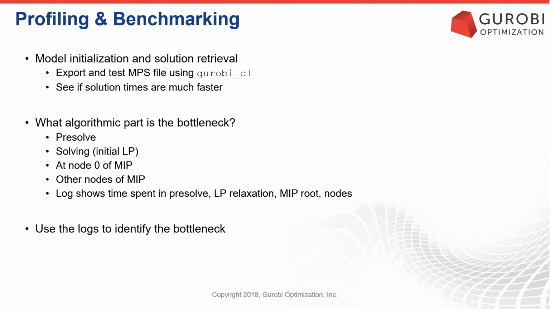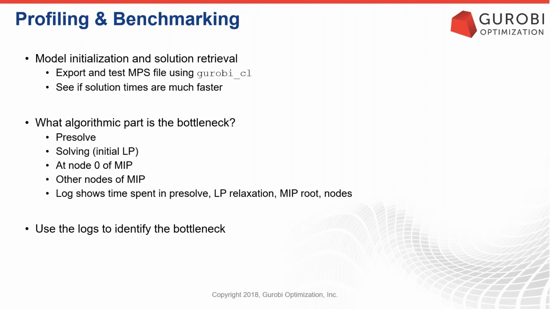So the interesting question when you do this is, what algorithmic part is the bottleneck? So there are many different parts. Of course, this also depends on the model type, and the log file is a helpful tool to determine where time is spent. The whole process usually starts with Presolve. So this is the stage where we reduce the model, where we try to simplify it and create a smaller representation of the same model that is used in later stages of the process. Then, of course, we have the solving phase. So for LP models, this is the problem itself.